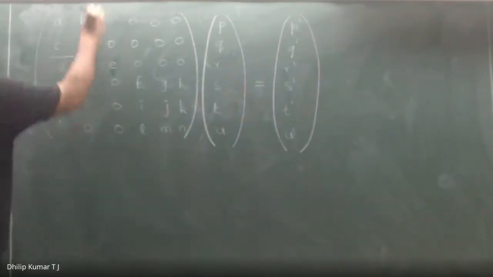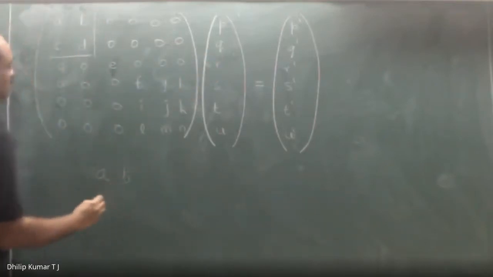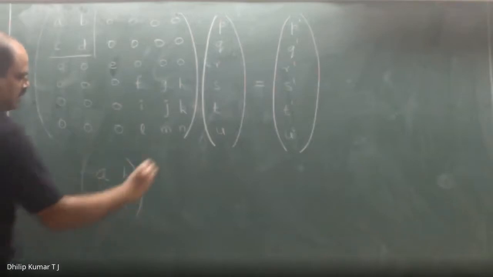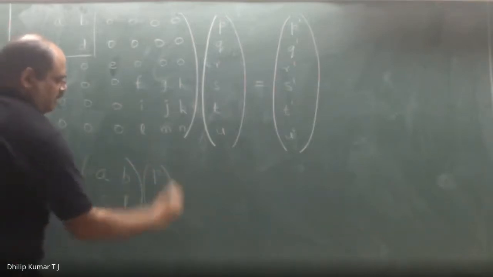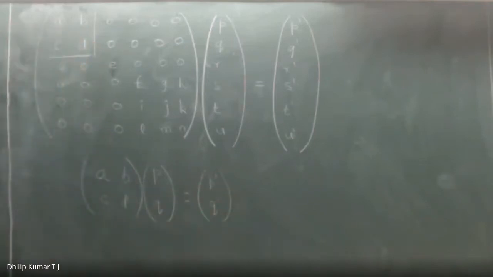So once you block diagonalize it by similarity transformation, then you can see this is a 2 by 2 matrix. I can write separately A, B, C, D, and then P, Q, that gives rise to P prime, Q prime. So what it means is this P and Q are the basis, and this is the representation. So A, B, C, D for the 2 by 2 matrix is a representation, and P and Q are bases.